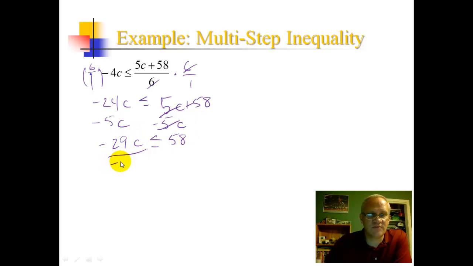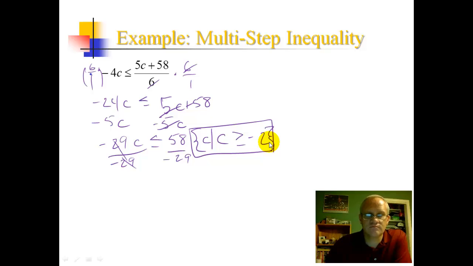Last step is I'm going to divide by -29. Oops, there it is, divide by -29. That means, flip the sign around, c is greater than or equal to, and 58 divided by -29 would be a -2. And set builder notation would look like this. Again, I'm not going to bother graphing this one. I think you should be probably pretty good with that. But we put on our number line graph a filled-in circle on -2, and the arrow this time would go to the right on our number line graph.